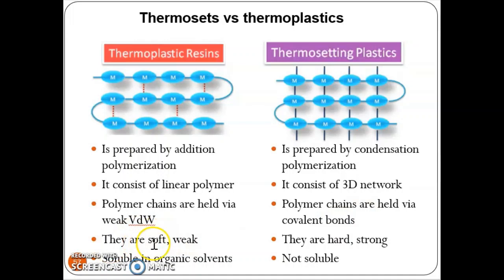The thermoplastics are soft. They can be shaped and reshaped under heating. The thermoset polymers are hard and strong and cannot be reshaped. The thermoplastics could be soluble in organic solvents, but the thermosets not.